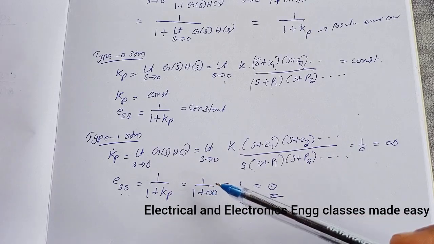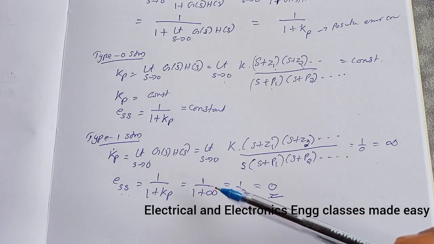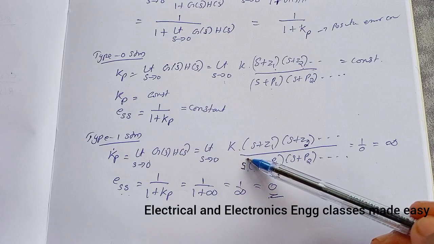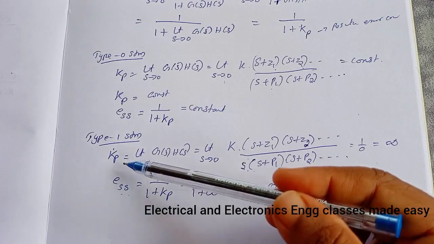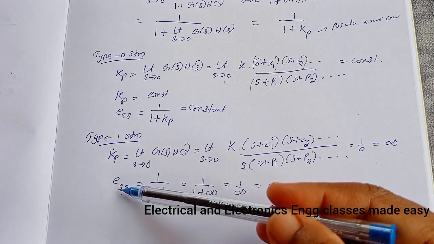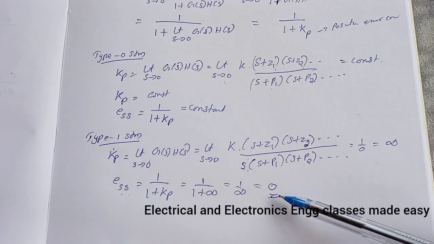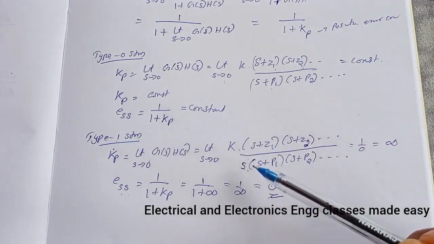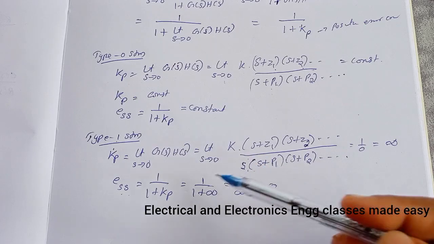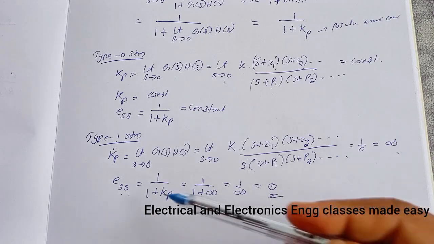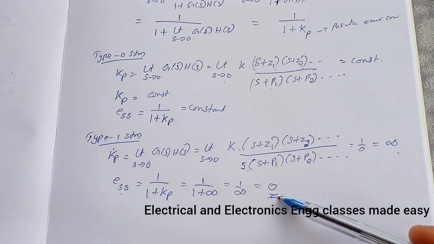And also for type number 2, it will be s square. So Kp will also be equal to infinity in that case, and ESS will be 0. So for systems with type number 1 and above, for unit step input, the value of Kp will be equal to infinity, and so the steady state error will be equal to 0.